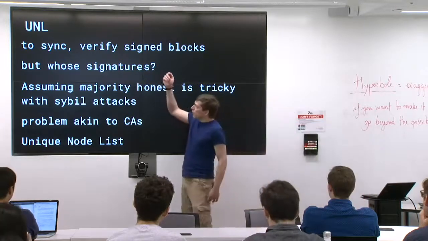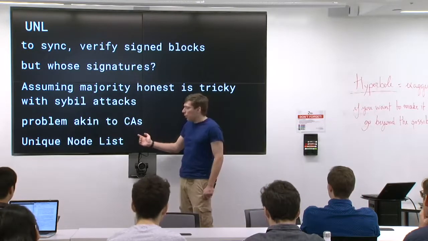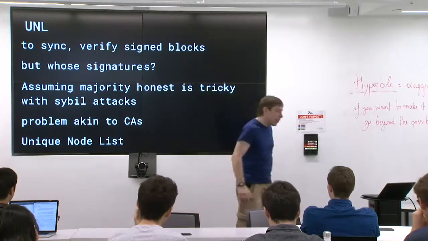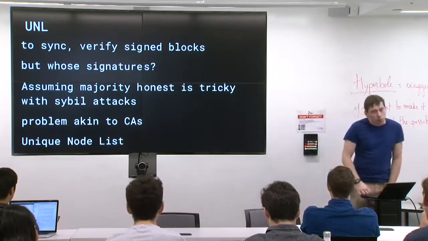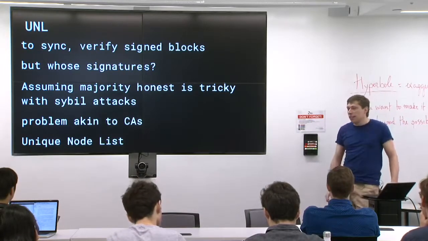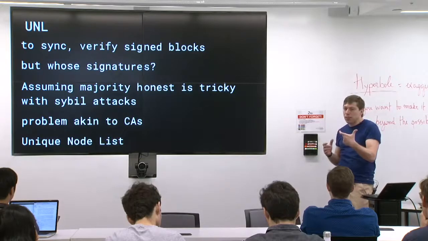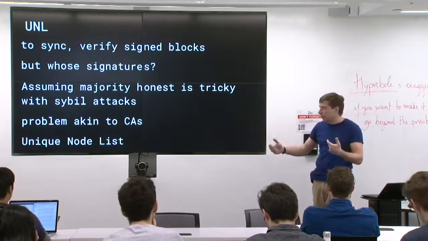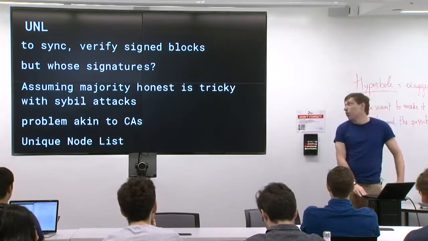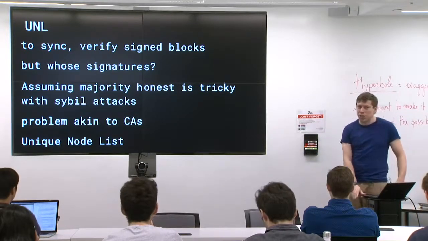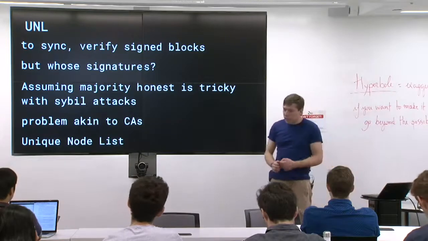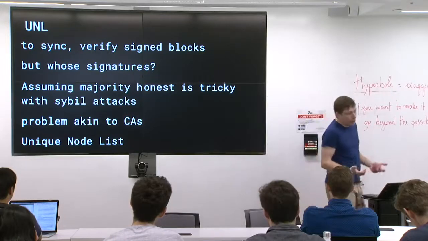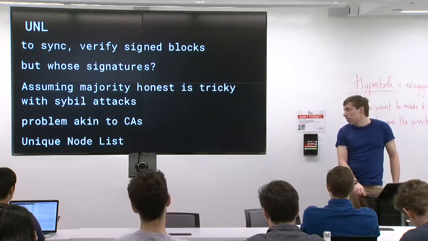The problem that systems like Ripple and Stellar have to deal with is in some ways similar to the problem solved by CAs. What they do is say, we have a unique node list. We're not endorsing an identity, like here's a public key, here's a human name or a company name. We're just saying that they're unique. So it's more limited than a certificate authority. It's just certifying that these two keys belong to different people or different companies, which seems easier than the job of the CA, right?